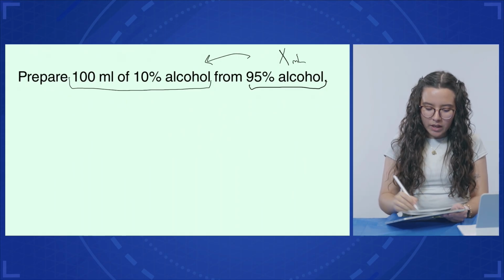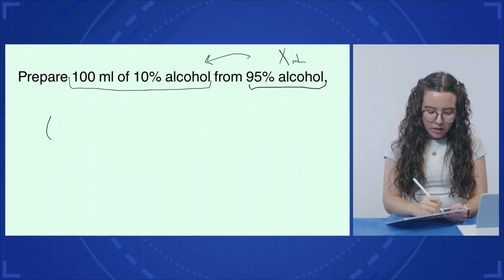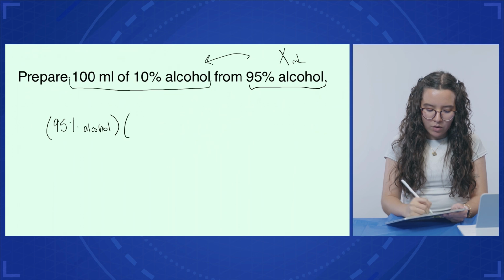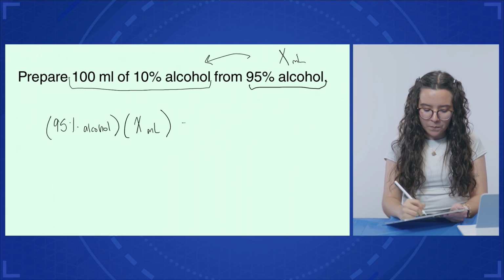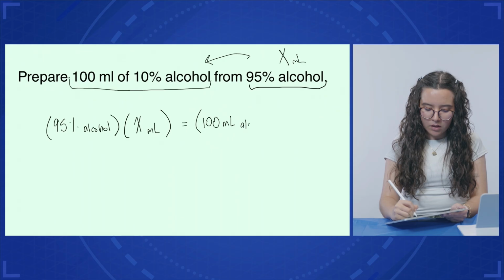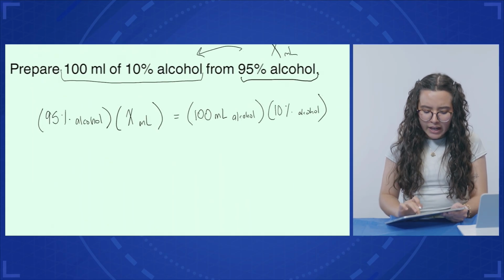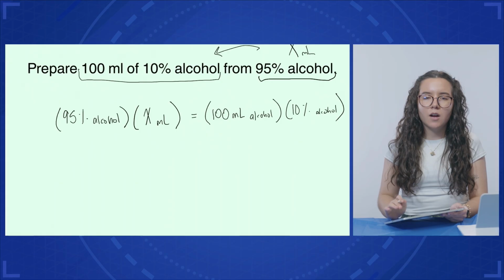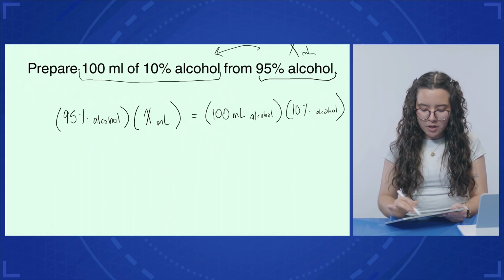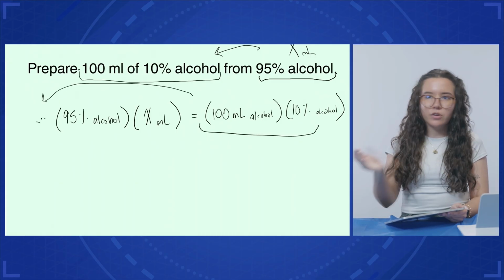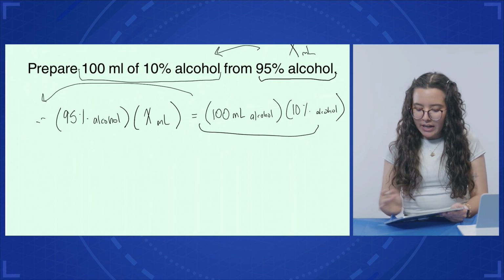So here we can start. We have 95% alcohol, and we don't know how many milliliters we need, but we know we want to make 100 milliliters of alcohol at a 10% concentration. And it doesn't matter which one you put first, it's equivalent. If I had put this part of the equation over here and made them equal to each other, it doesn't matter. Anyway, now it's simple math.